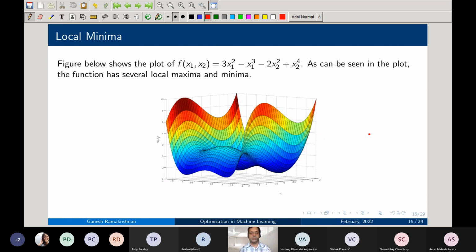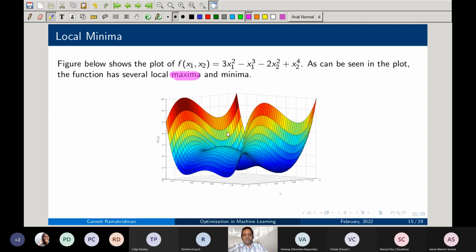Okay, so now let's look at optimization a little carefully. This is a plot of a function 3x1 minus x1 squared minus x1 cubed minus 2x2 squared plus x2 raised to 4. And you can see this function has several local minima and maxima, right? So let's try and plot those maxima.